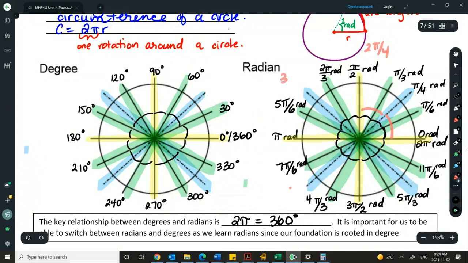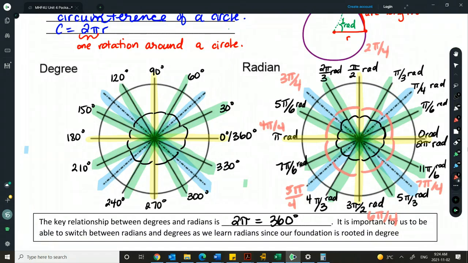This will be the next slice of 45 degrees, which will be 3 pi over 4. This one will be 4 pi over 4. Next one, 5 pi over 4. So you're just counting up by pi over 4s this time. 6 pi over 4. 7 pi over 4. And 8 pi over 4, which reduces to 2 pi.